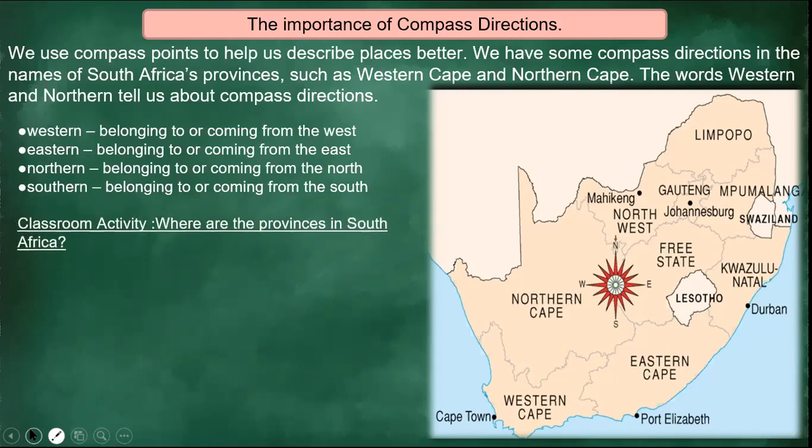Classroom activity. Where are the provinces in South Africa? I want you to tell me. Name the province in the east part of South Africa. What is the province that is in the east part of South Africa? We have Tyron.